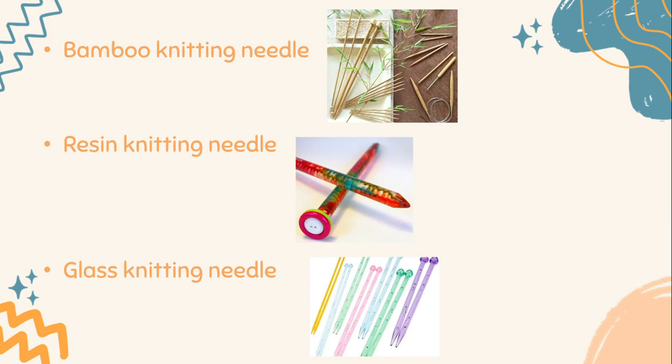Glass knitting needle. One of the final materials used to make knitting needles is glass. Glass is heavier than other materials. They are also very smooth and slippery, so you may have trouble keeping stitches in place.